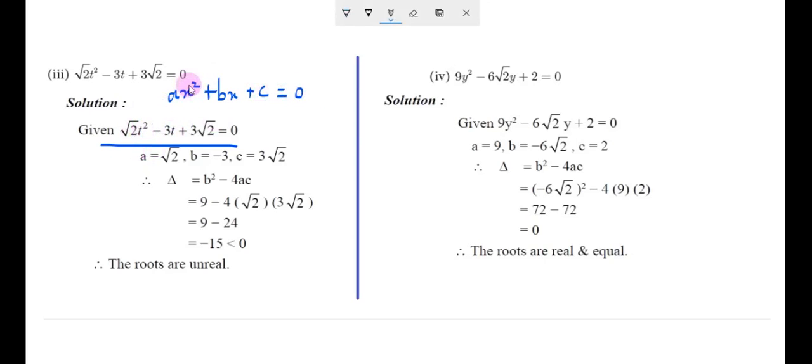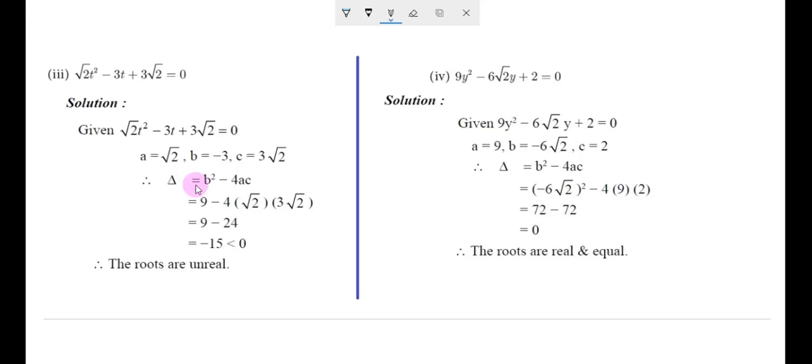Here we have t square, so both are the same. Now we may compare. Just equate the t square coefficient. Here we have a, there root 2, so a equal to root 2. Next b, here minus 3, so b equal to minus 3. Now c, here 3 root 2, so c equal to 3 root 2. Understood?